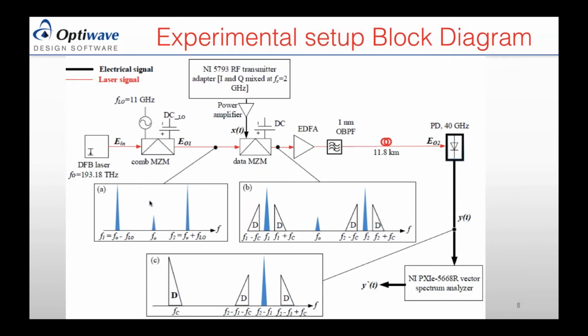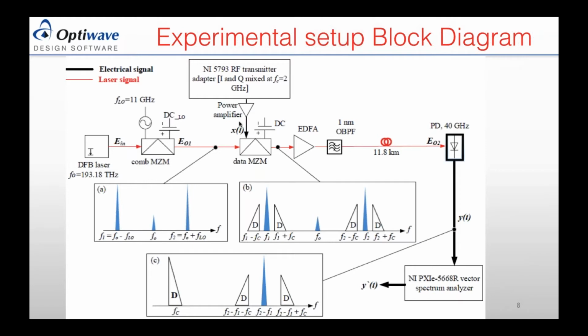Then you will end up with two main tones at the output. These two main tones are going to be modulated again by our baseband signal that's generated by MATLAB. Then you just load it in any transmitter. In our case here, we have the National Instruments transmitter. And then you set the carrier frequency or the mixer frequency. You amplify the signal with a linear driver, an electrical power amplifier. Then you send it to the Mach-Zehnder intermodulator. We named this one data and this one comb. They are actually identical, but the difference is just in setting the DC point.